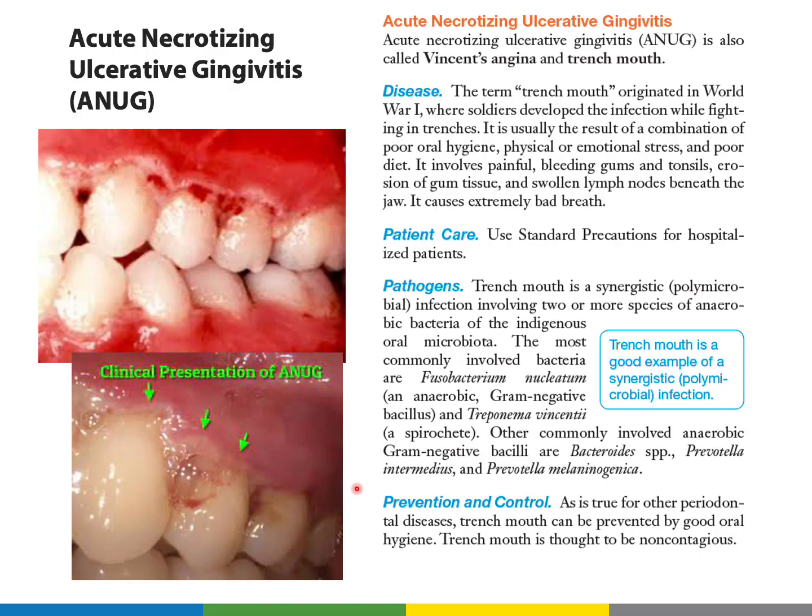So for the oral region, you have acute necrotizing ulcerative gingivitis, which is caused by Fusobacterium nucleatum, Treponema vincentii, which is a spirochete, and some anaerobic organisms. So acute necrotizing ulcerative gingivitis is also known as Vincent's angina or trench mouth. So trench mouth is an example of synergistic infection.